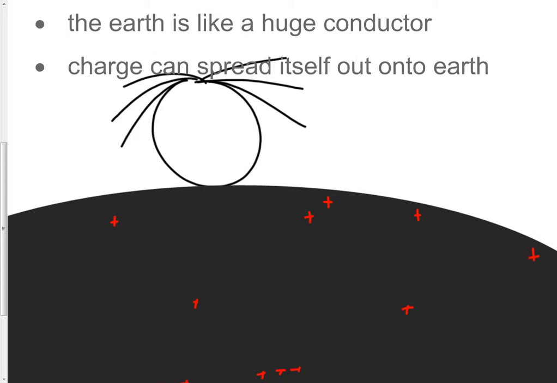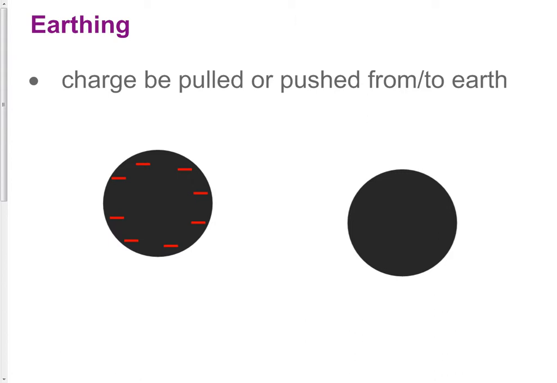So if you earth something which has a net charge, if you bring it in contact with the earth via some sort of conducting path, then the charge will spread out over the earth. Further to this, you can pull charge or push charge to or from the earth as well. We'll think about what that means in a second.